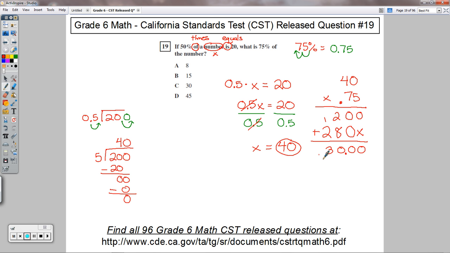And that makes more sense now. We've got 30 as our answer. 75% of the number 40 is this number 30 right here. So my final answer for this one should be choice C.